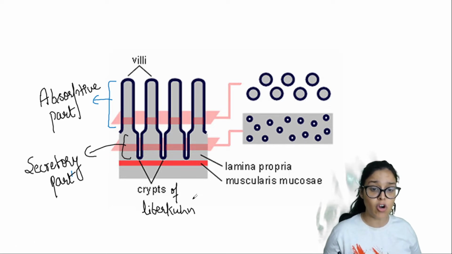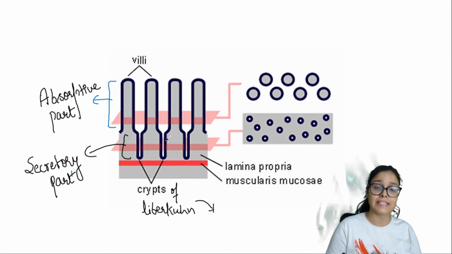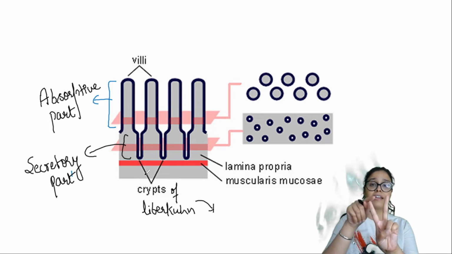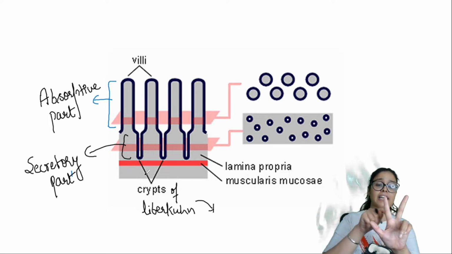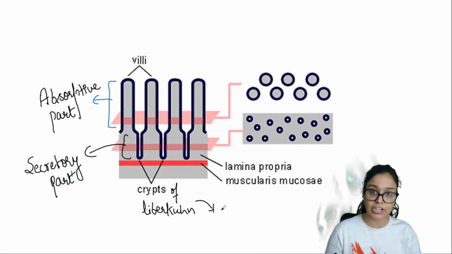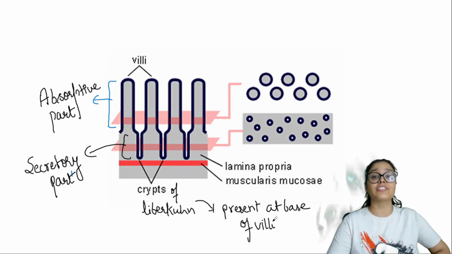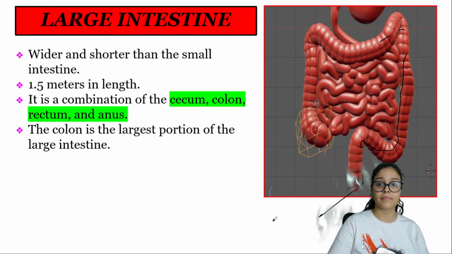So the crypts of Lieberkühn are basically the spaces at the base of the villi, right? So crypts are present at the base of villi. And what is the purpose of it? Obviously the secretory part, secretory purposes.